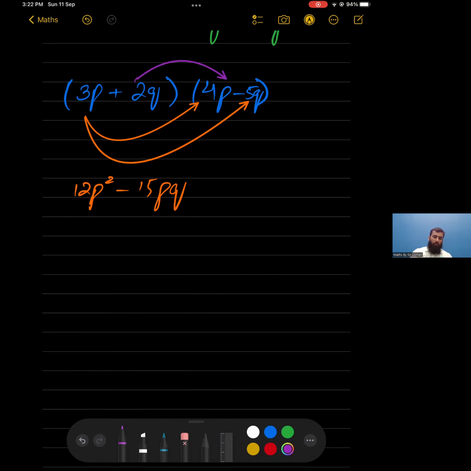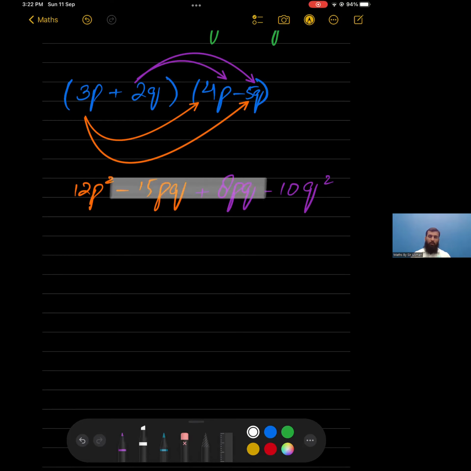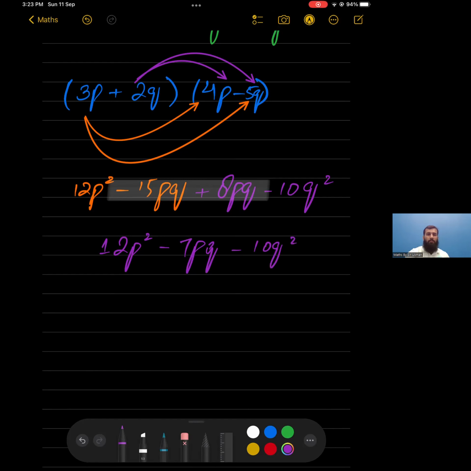Now we'll repeat the same process with 2q. So 2q times 4p and then 2q times negative 5q. So what you have got over here is that you would multiply 2q with 4p first. This is going to produce 8pq. And then 2q with negative 5q is going to produce negative 10q squared. Now you can see that negative 15pq and positive 8pq can be simplified further. इसे हमने further simplify करना है and we'll be reduced to 12p squared minus 7pq minus 10q squared. So this is going to be our final answer.